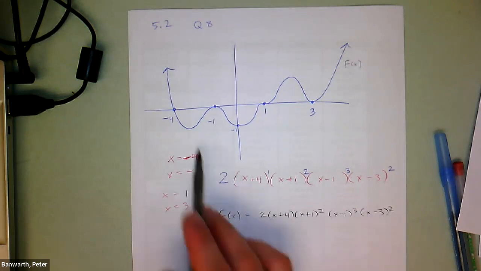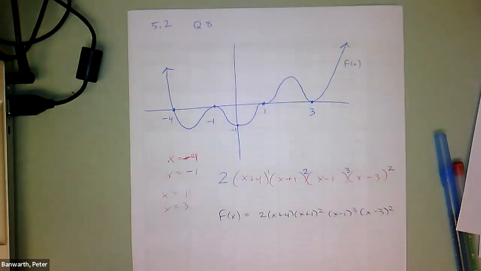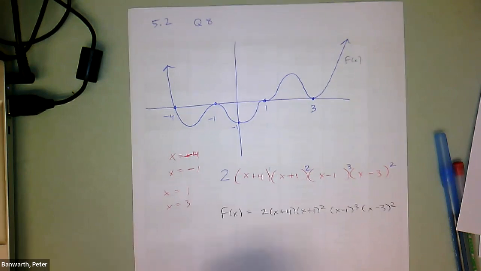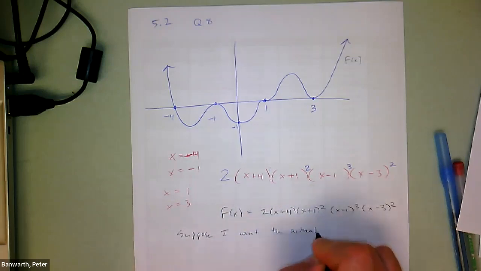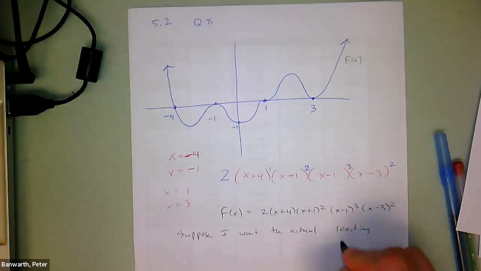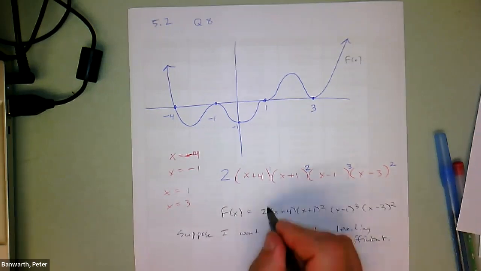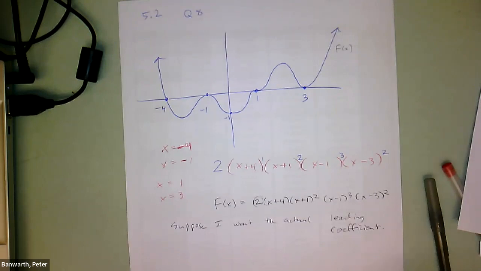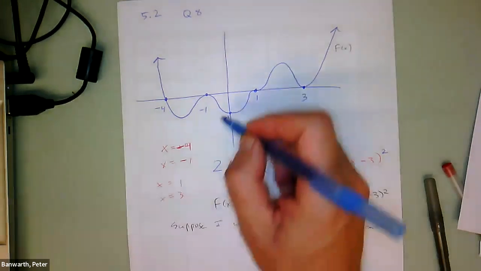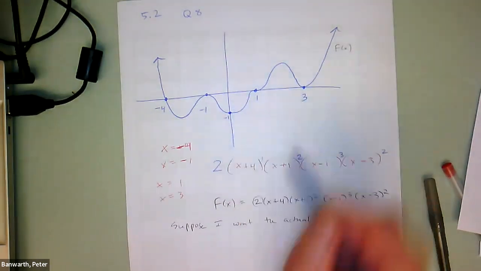And so we got all of that information from the graph. The last thing we can do is suppose I want the actual leading coefficient and not just a possible leading coefficient. Right, so instead of 2, I want what it actually is. In that case, I can solve for it because I've got this point -1, 0, which is going to help me.